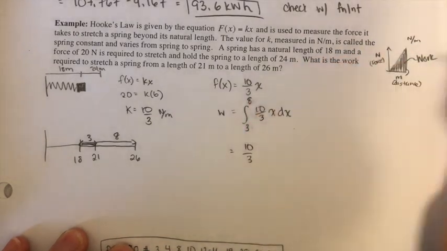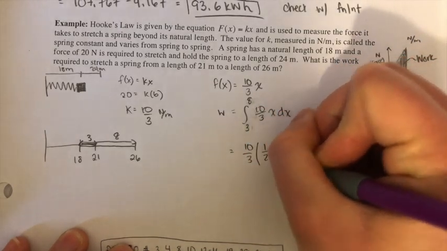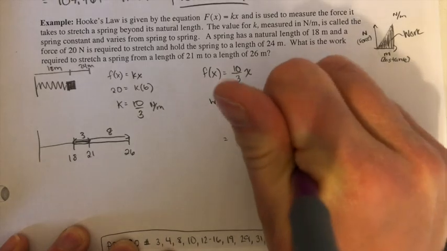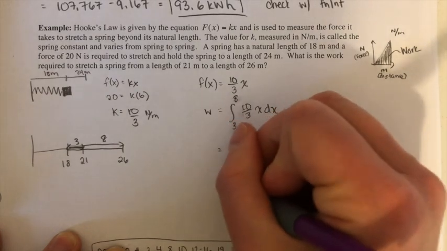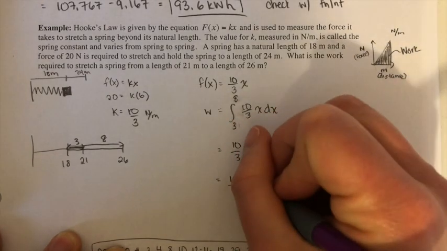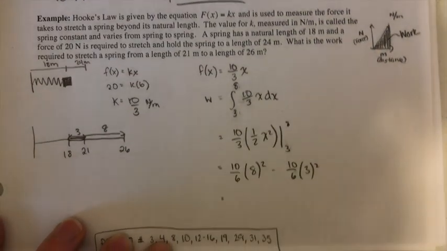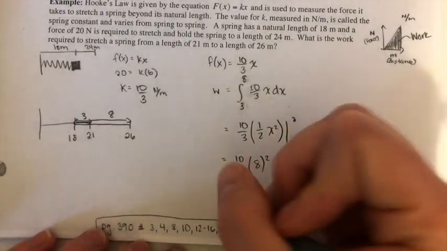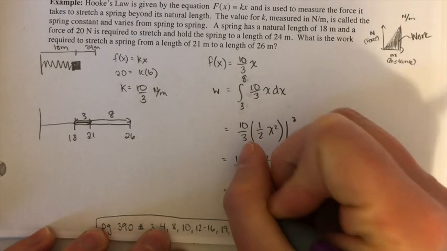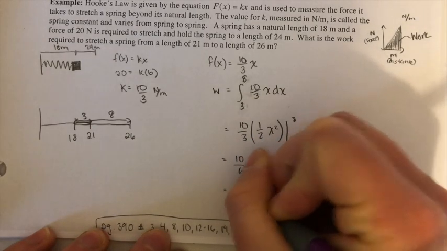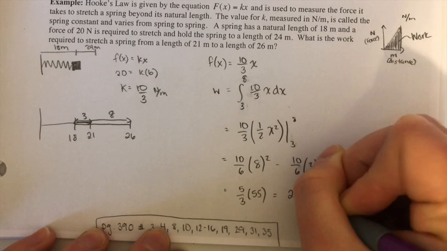So that 10 over 3 is going to pull out, and then the integral of x dx, that's a really easy, nice one. It's going to be 1/2 x squared, and we're evaluating that from 3 to 8. So 10 over 6 times 8 squared minus 10 over 6 times 3 squared. So 10 over 6, we can simplify all this. We're going to get 5 over 3. 8 squared minus 3 squared is 55. This is 275 over 3.